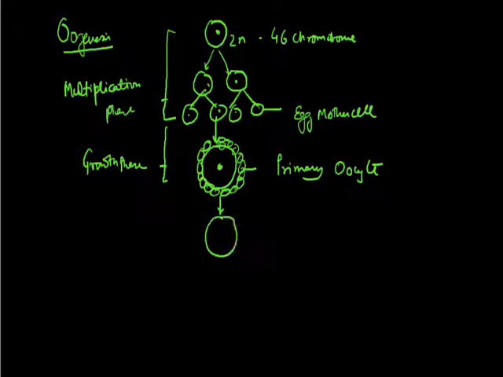What will we get? We will get two types of cells. One is a larger cell, and one is a very small cell as compared to the main cell. It is known as polar body or first polar body.